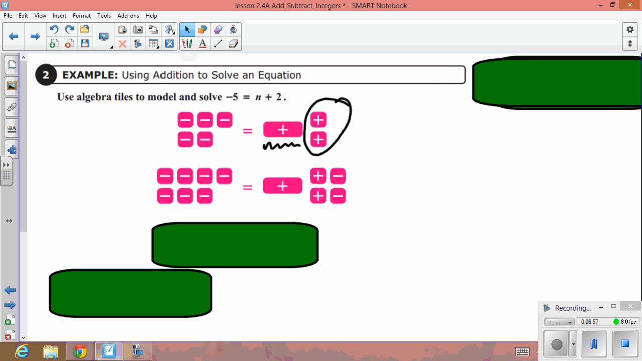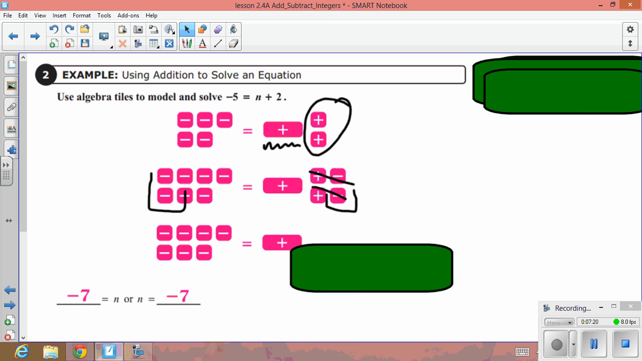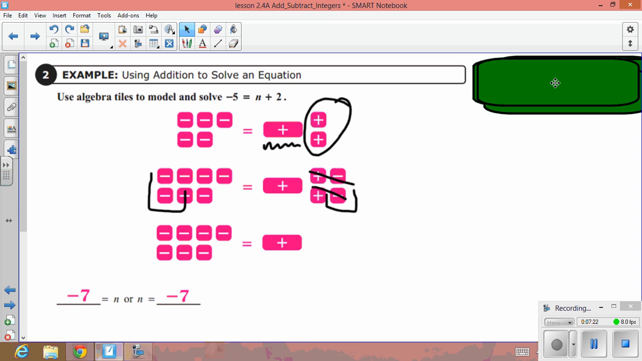So here are my 2 on the left and 2 more on the right. Cross out the 0 pairs. If you notice, I had nothing to cross out on the left because they were all negatives. So since the signs are the same, we add and keep. That means my n equals negative 7, or negative 7 equals n.